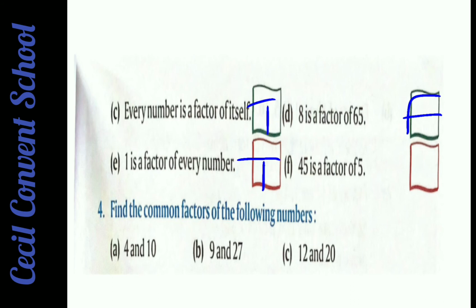45 is a factor of 5. Always the smaller number is a factor of a bigger number. Neither can a bigger number be a factor of a smaller number, so this is false. Clear, students? Now we will do question number 4.